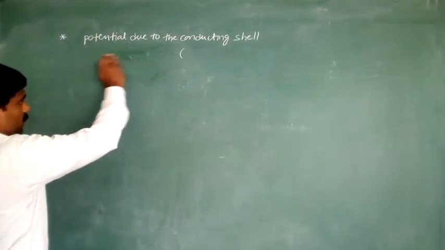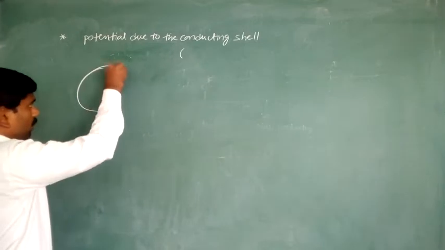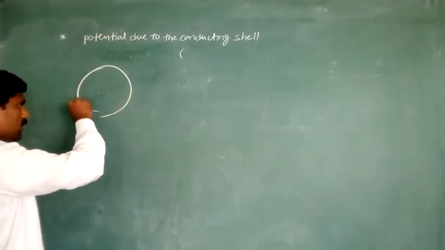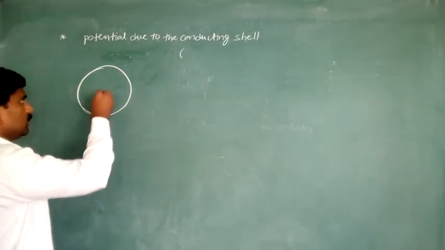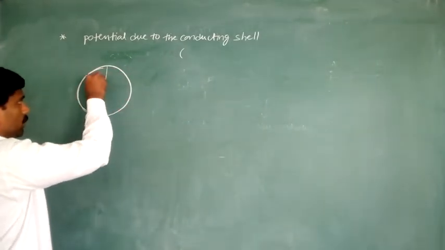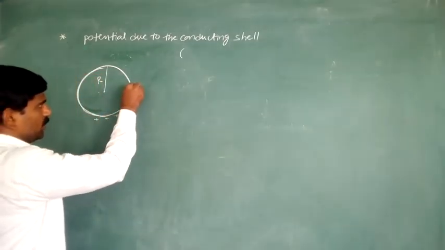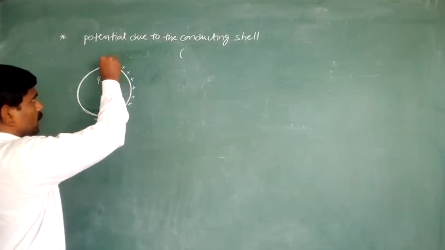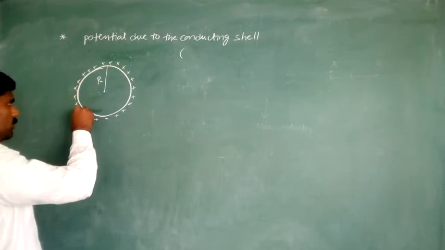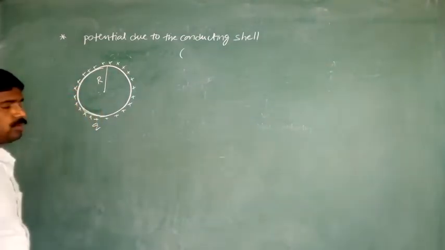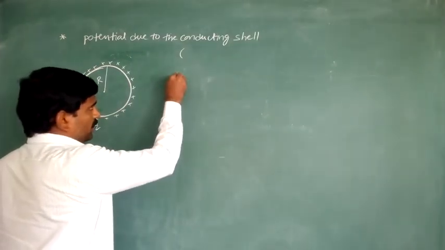Try to observe here. First of all, we consider a shell having radius capital R meters. The charge is on the surface of the shell. The total charge on the surface of this shell is Q coulombs. Here we want to find the electric potential at point P.